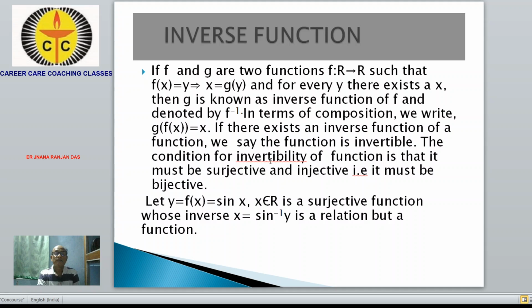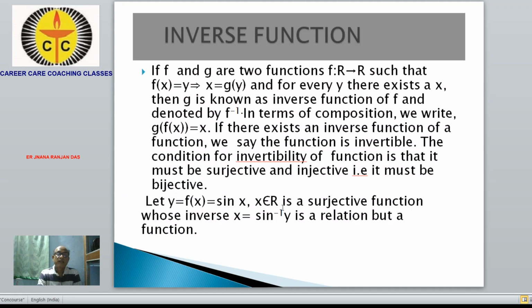So the condition of invertibility: which functions are invertible, which functions have an inverse function? Basically, the function which is bijective has an inverse function. Functions that are only surjective or only injective are not invertible. That means its inverse does not exist.